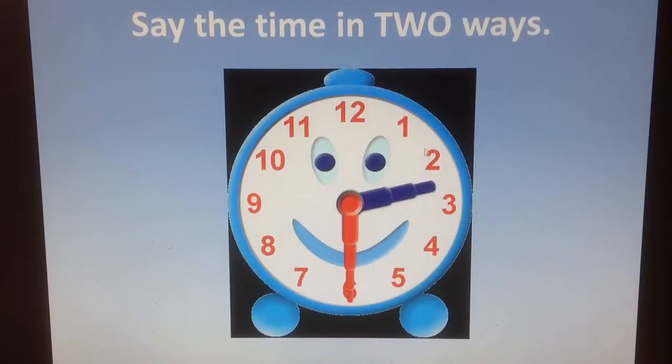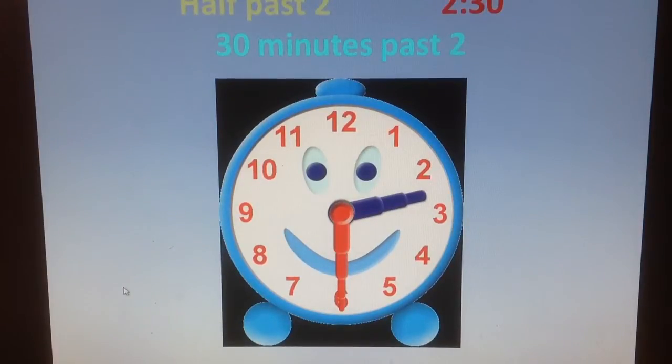Now the minute hand is down at the 6. So what are 2 ways to say this time? We could say half past 2. We could say 2:30. We could say 30 minutes past 2.